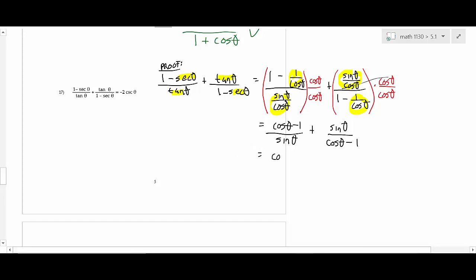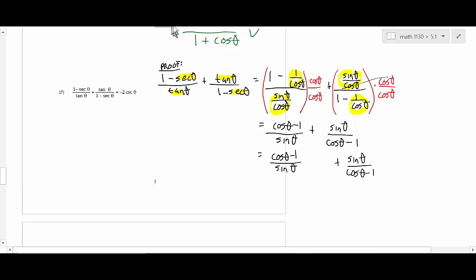Okay, so let's write down what we have. What is the common denominator going to be? Sine theta, cosine theta minus 1. It's both of them, right? So we've got to introduce that. So let's bring this down and get our common denominator and see where this leads us.